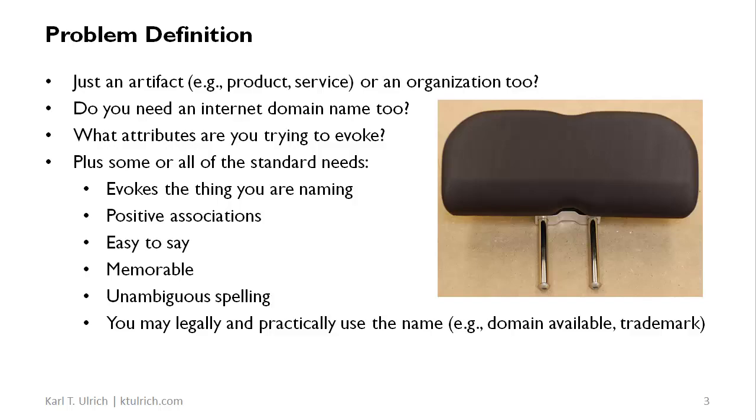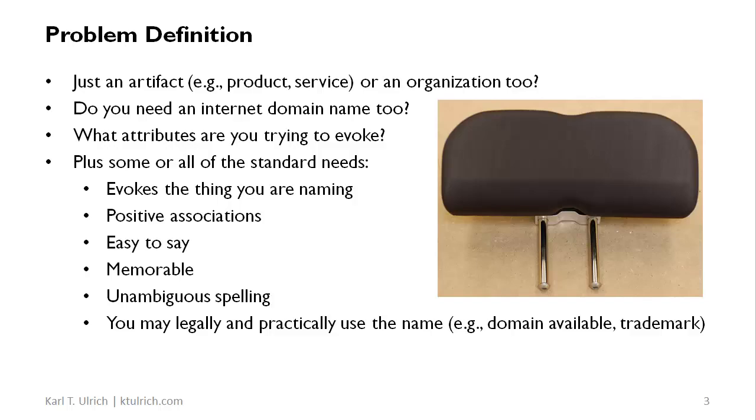I'm going to work with an example, which was the creation of the name for my bike seat. And I'm just going to mention a few issues you want to think about as you define the naming problem. First of all, is it just an artifact, that is, say, just a product that you're trying to name, or are you also trying to name an organization? If you're trying to name an organization, sometimes you want the name to be a little bit more flexible than that for just the product itself, because you may have other products or services in the future.